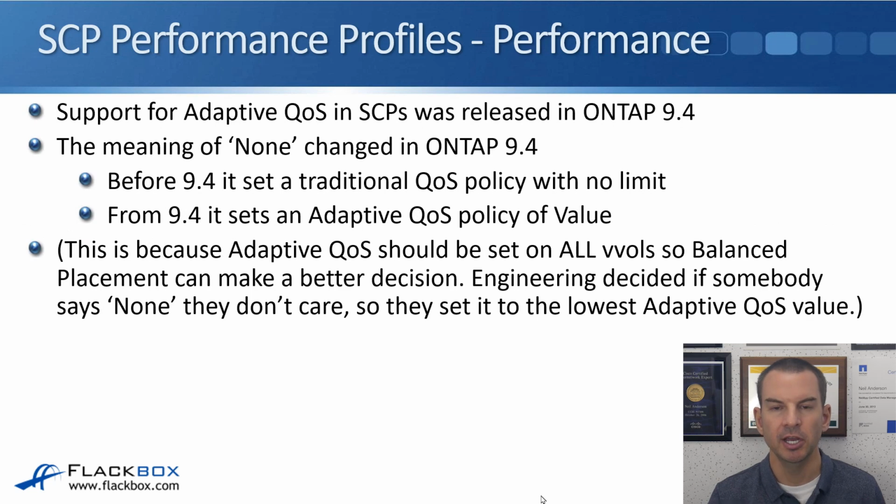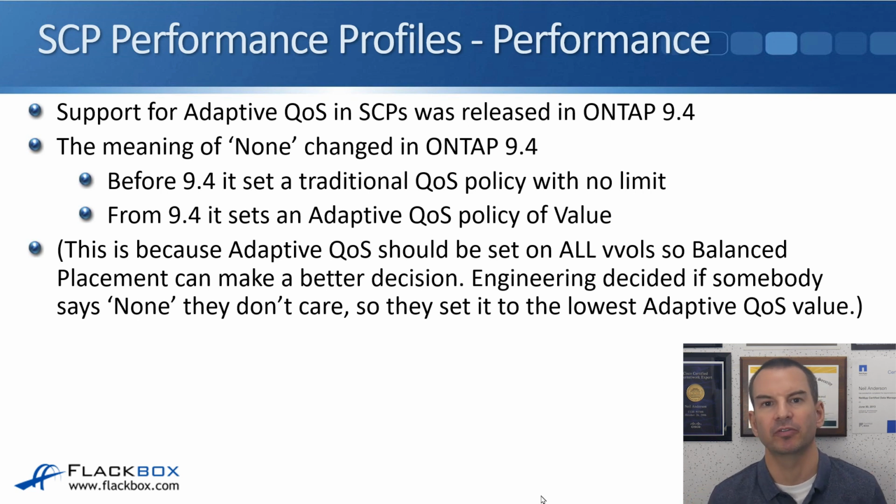Okay, so going back to the slide we were on again. The meaning of none, that first option, changed in ONTAP 9.4. Before 9.4, when there was just traditional QoS available in your storage capability profiles, it set a traditional QoS policy with no limit. So that's very intuitive. That's what you would expect that it means. But from 9.4, what it actually does has changed. From 9.4, it sets an adaptive QoS policy of value, which is not really intuitive.